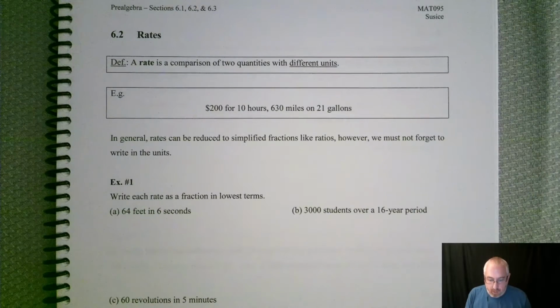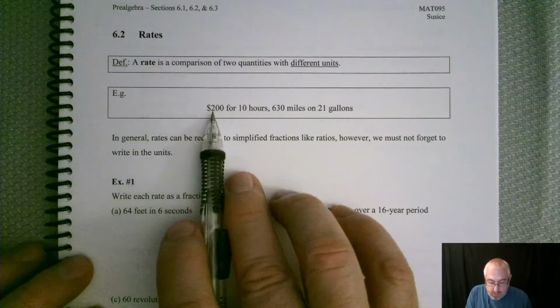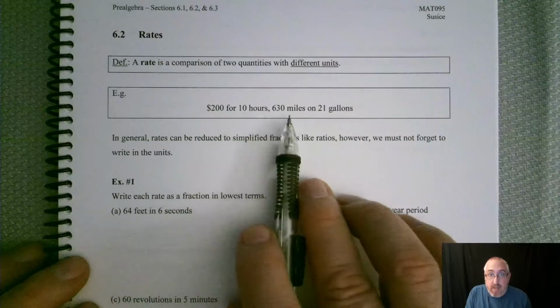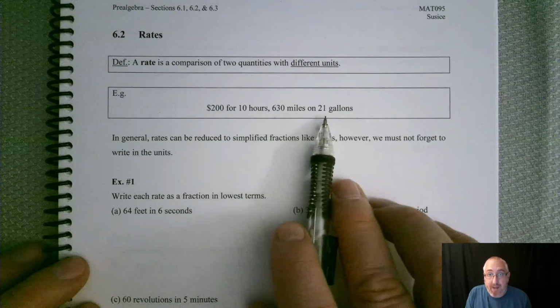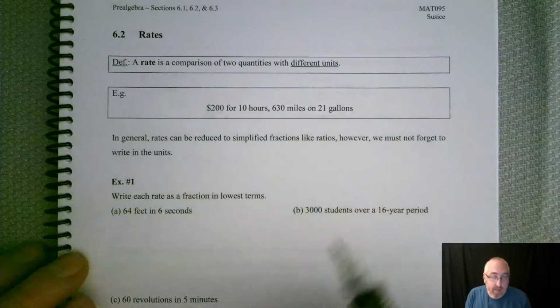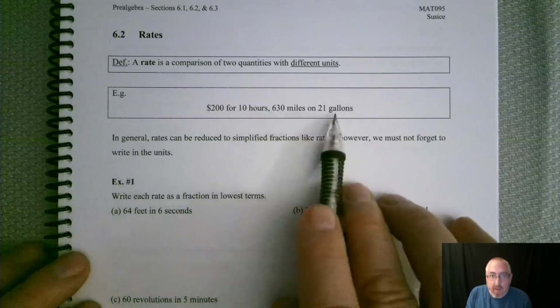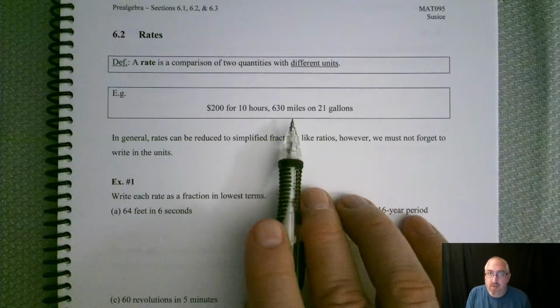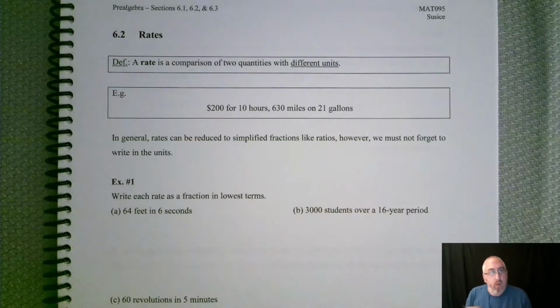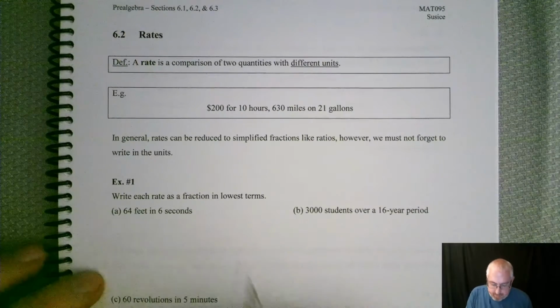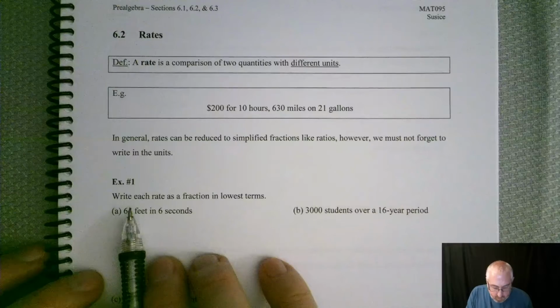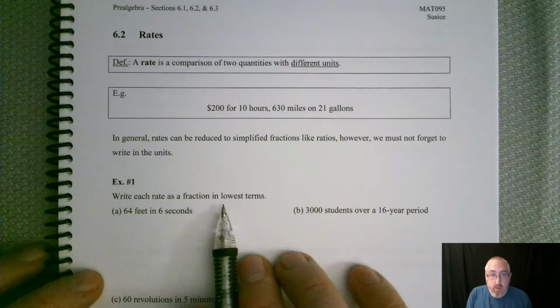out for these problems. Some examples: $200 for 10 hours, 630 miles on 21 gallons of gas. Again, we're talking about apples and oranges, so we can't cancel those units out. The only difference is we're going to have to keep those units in our answers. Very important, don't lose your units. Write each rate as a fraction in lowest terms.